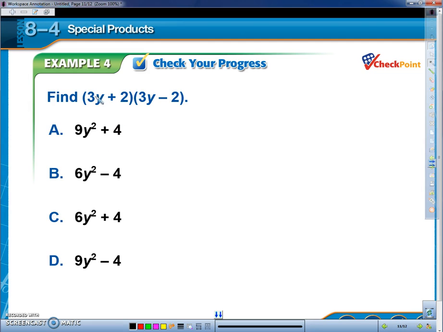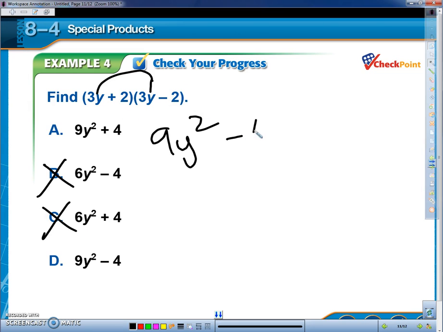All right, so I look at the problem. First terms are the same. Last terms are the same. The only thing different is the sign. So I'm going to take the first ones and multiply them together. 3y times 3y is 9y squared. Goodbye B and C. And then positive 2 times negative 2 is negative 4.